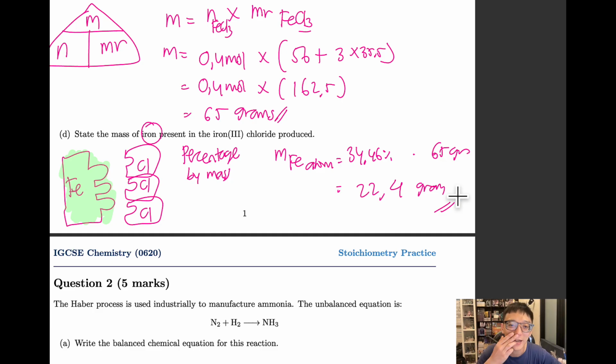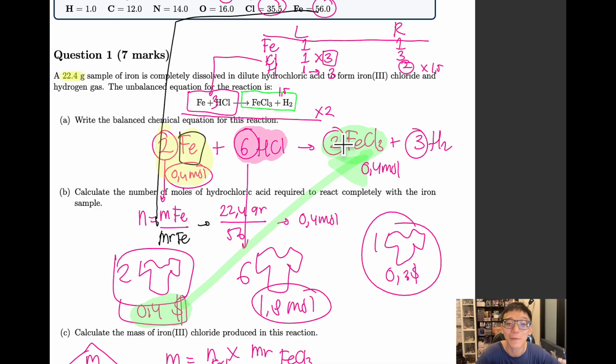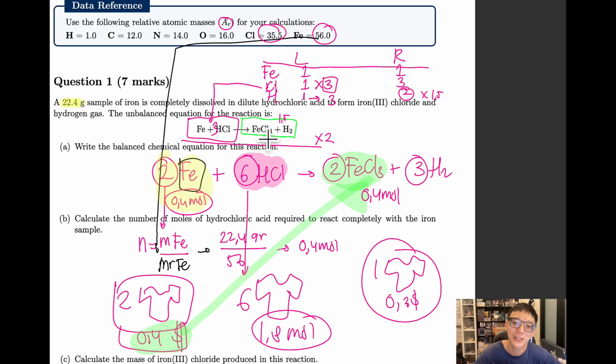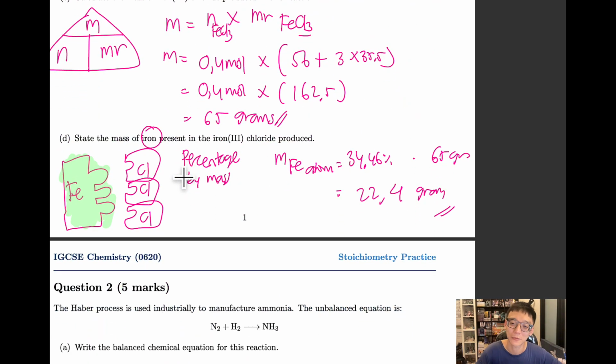It seems that nature has a unique way of returning the atoms back to us, because here you see that on the left side we have 22.4 gram iron, and then on the right side, supposedly the number of iron should be the same, which this calculation actually proves. But don't worry too much, technically you can find it this way.